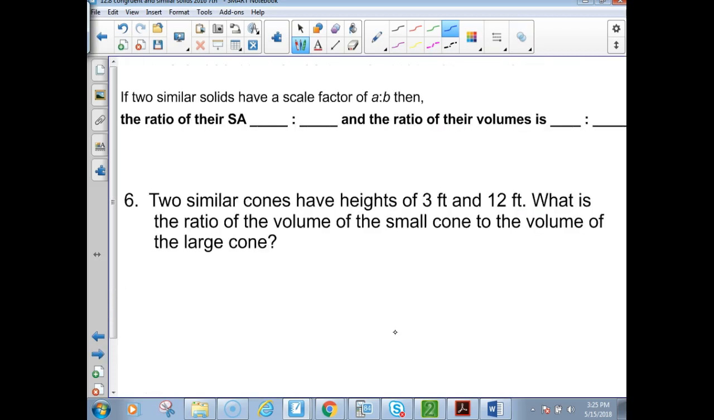If two similar solids have a scale factor of A to B, then the ratio of their surface areas would be A squared to B squared. And the ratio of their volumes would be A cubed to B cubed. Do I have that on your paper?